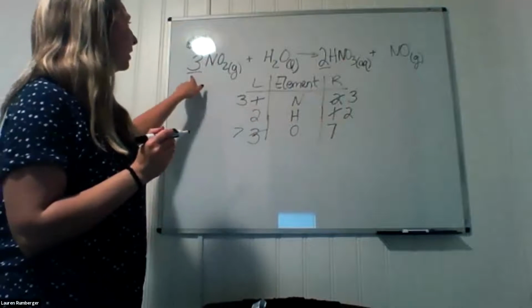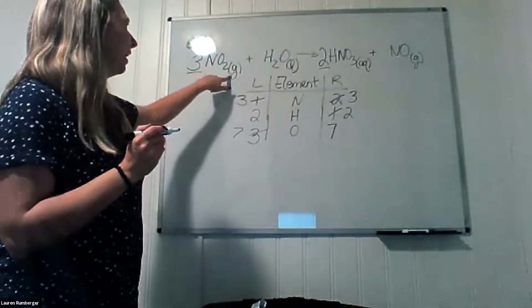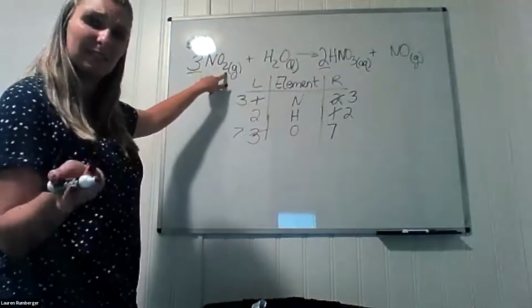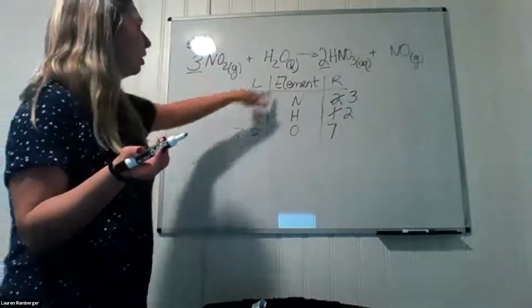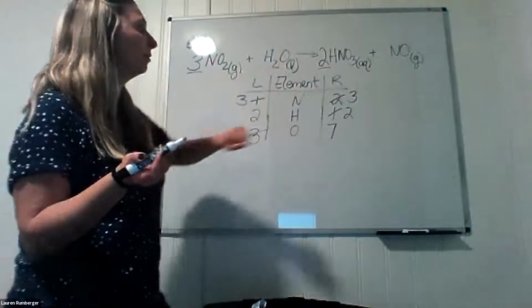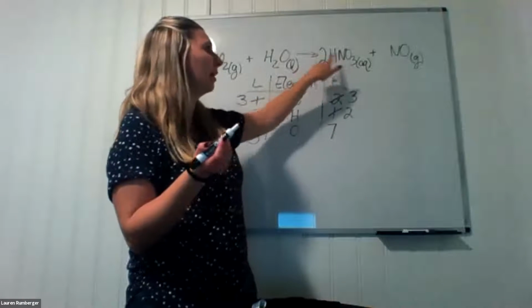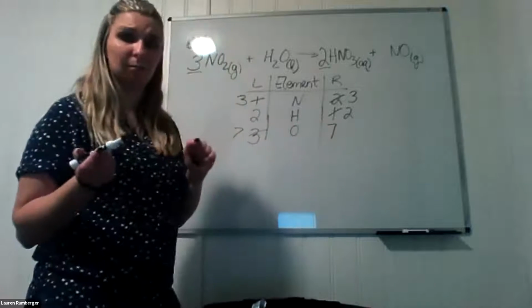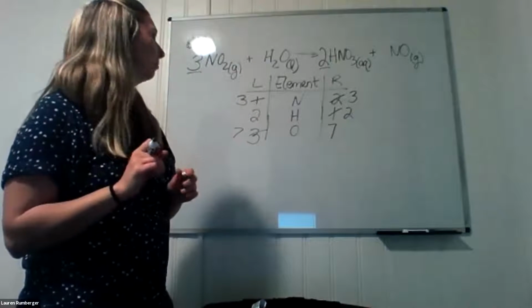Very good. So by putting a 3 in front of the NO2, that now gives you 3 times 2, which is 6 oxygens, plus 1 oxygen here, gives you 7 on the left. And then let's double check again. 3 times 2 plus 1 is 7 on the right. And now it's balanced.